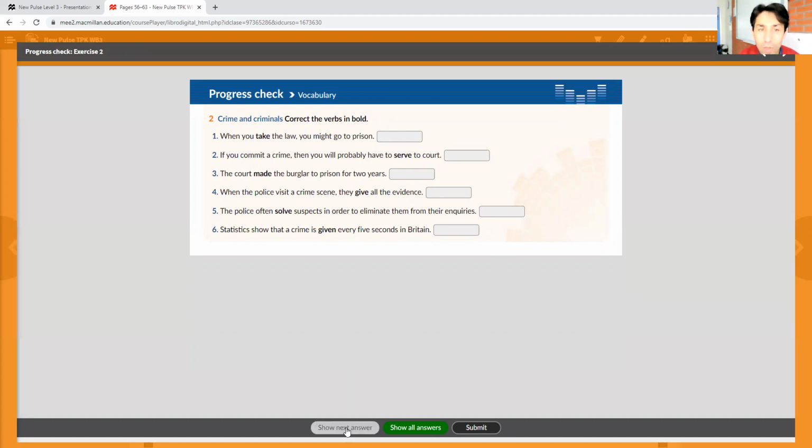Look at first one. When you break the law, you might go to prison. This is break. Second one, if you commit a crime, then you will probably have to serve time. Go. Three, for this we are using send and give, collect, solve, and given, committed, we are using.